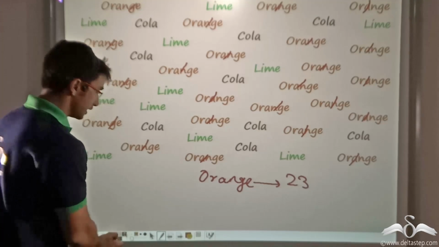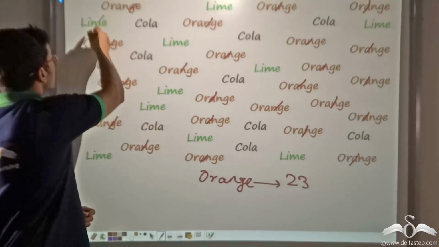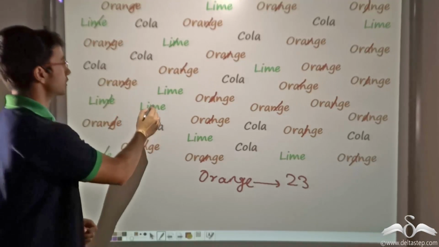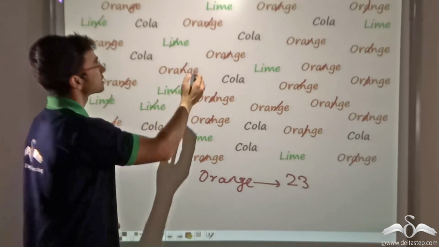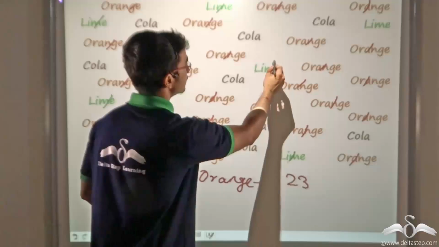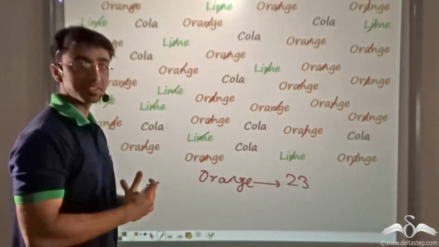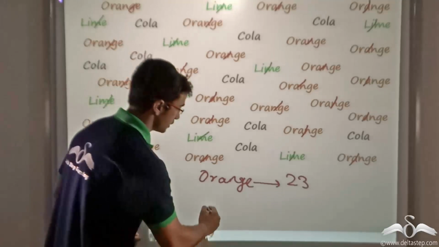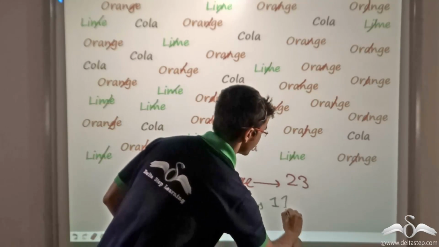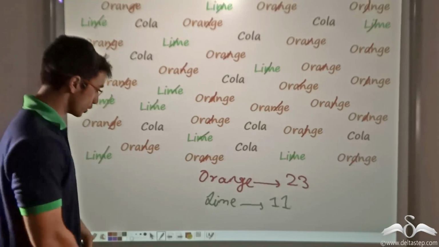Now let us find out how many people have opted for lime. We find it is 1, 2, 3, 4, 5, 6, 7, 8, 9, 10, 11. So we find that 11 people have opted for lime. So the employee writes lime 11. Now we have to find how many people have opted for cola.